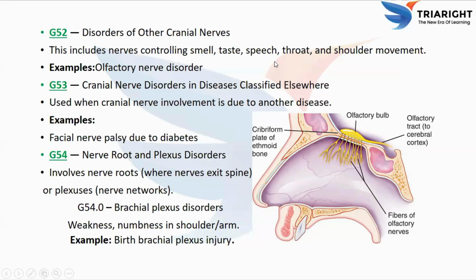These nerves control smell, taste, speech, throat and swallowing, and also shoulder movement. For example, olfactory nerve disorders are nothing but trouble with the smell. The picture shows the olfactory nerve inside the nose over here.